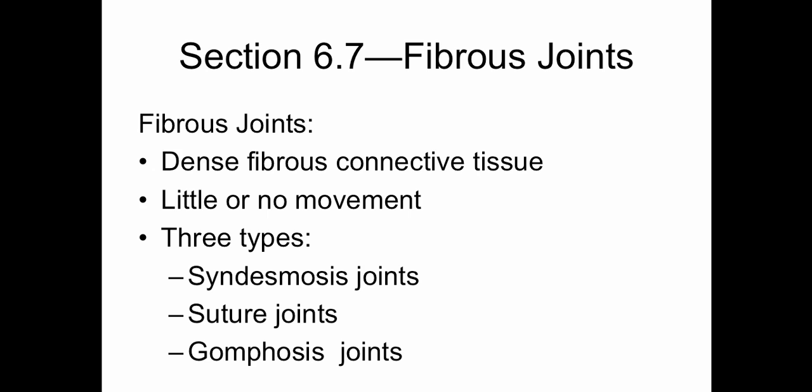Fibrous joints are dense, fibrous connective tissue. They have little or no movement. There are three types: syndesmosis joints, suture joints, and gomphosis joints. The interosseous membrane between the radius and the ulna is a type of fibrous joint.